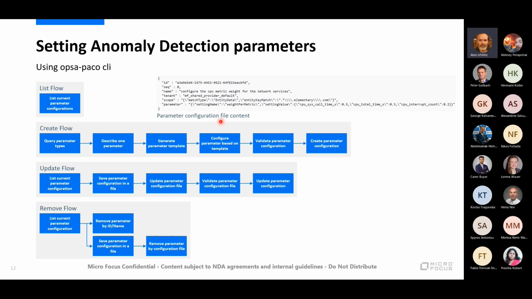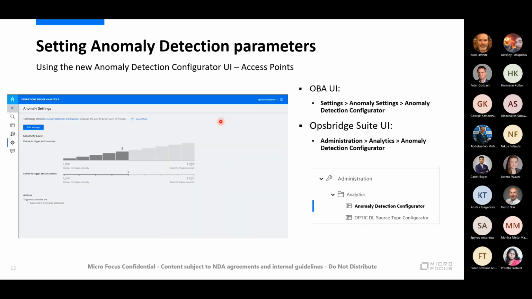So we have the OPSA POCO CLI that we are using behind the scenes. You can use it directly. This OPSA POCO CLI is also exposed to the users. But I guess most of you will prefer the UI. This is what we have in OBA, by the way. This is how it looks.